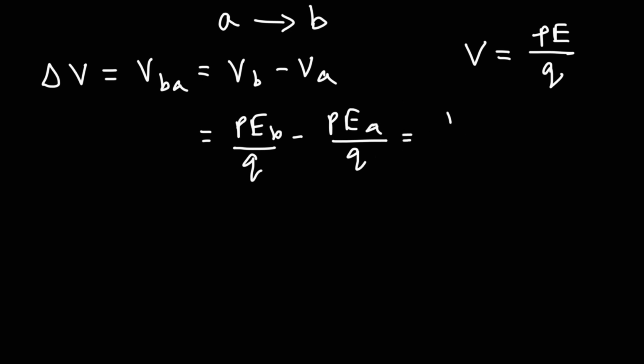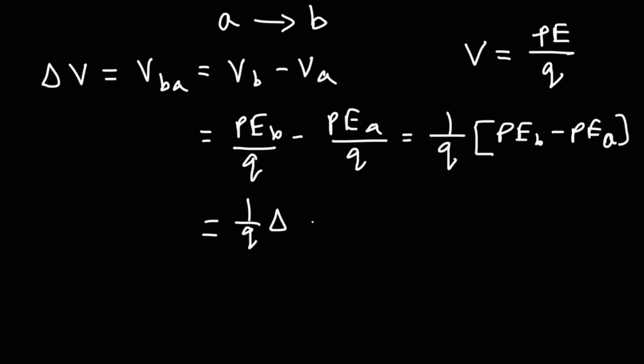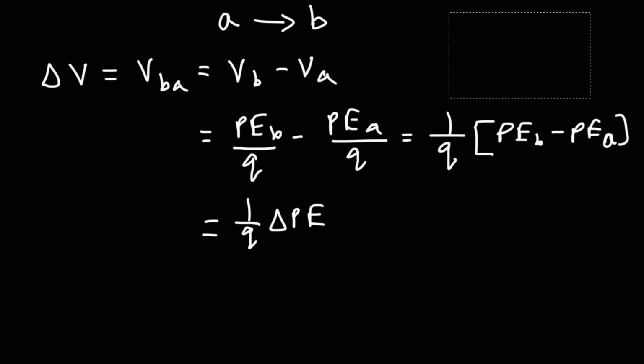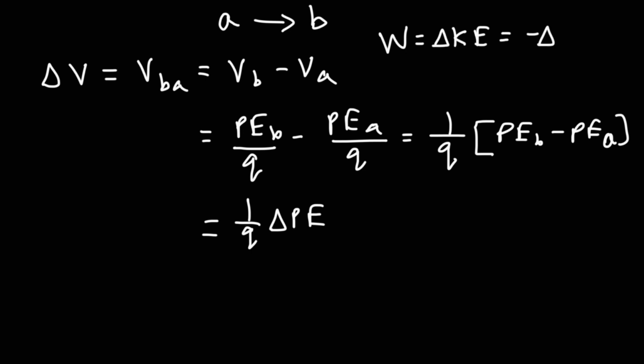Now I'm going to factor out 1 over Q. Doing so, I will get the potential energy of B minus the potential energy at A, or we could say the change in potential energy. So we have 1 over Q times the change in potential energy going from A to B. Now some other formulas that you need to be familiar with are these. Work is equal to the positive change of kinetic energy, but the negative change of potential energy.